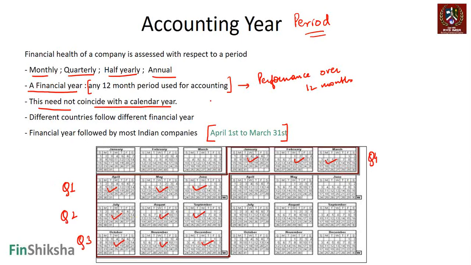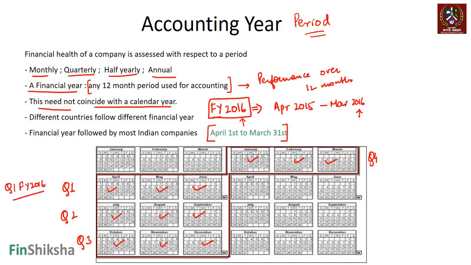When someone says financial year 2016 in India, it means you are starting from April of 2015 and going till March of 2016. So when you say financial year 2016, the 2016 means where you are ending the year. So Q1 financial year 2016, which I can also write as Q1 FY 2016, is going to be April to June 2015.